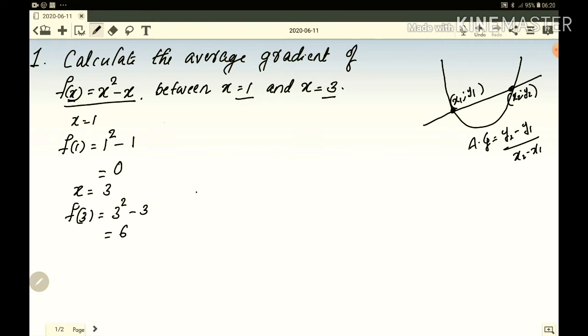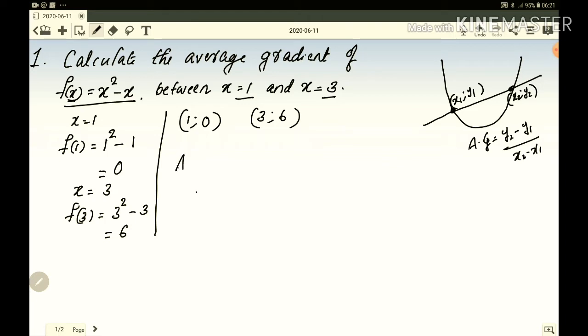So we got 2 points, right? The complete point, that is the coordinates, x value and y value, we got it. First point, x value is 1, y value is 0. Then the next point, x value is 3, y value is 6. Do you understand? Now just apply the gradient formula, change in y by change in x.